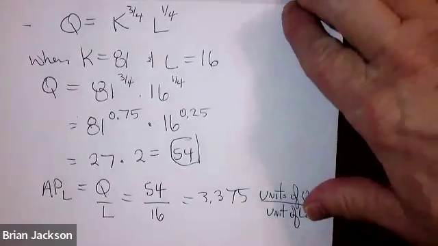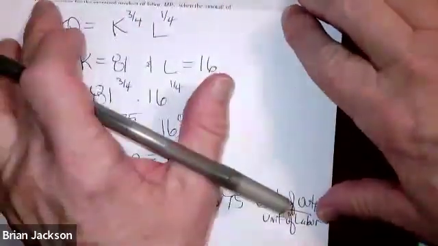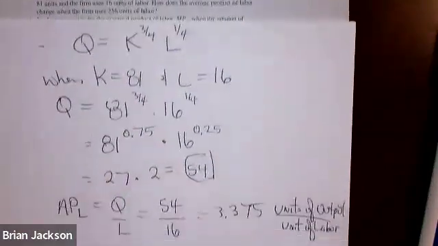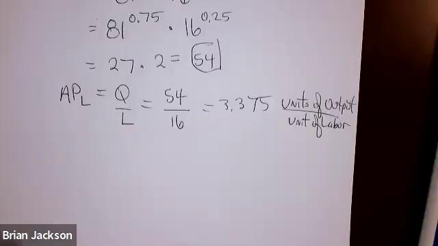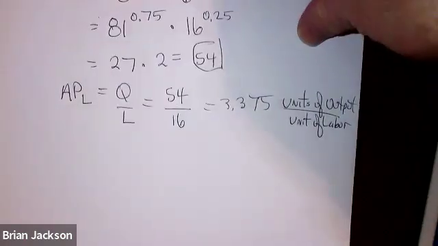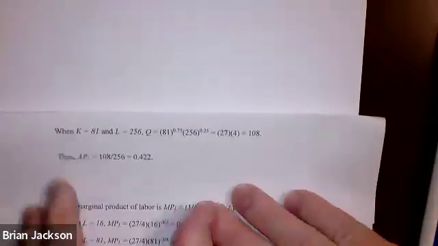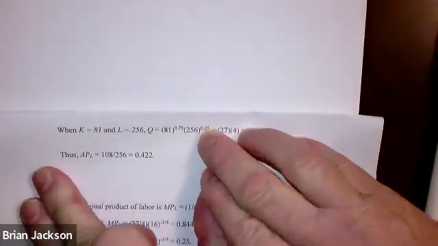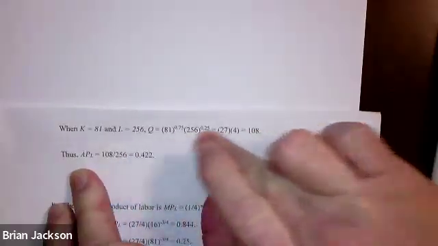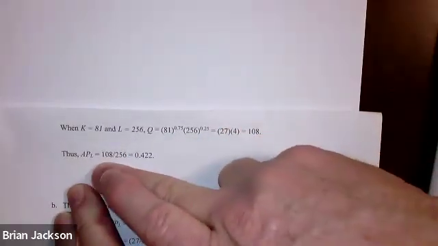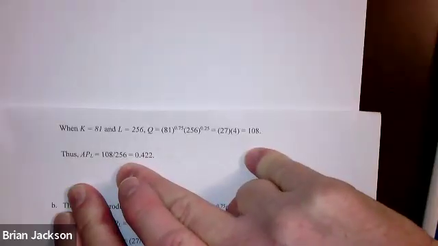Then they ask, how does this average product of labor change when the firm uses 256 units of labor? You do the same thing, you just replace L with 256. You can check that out. I'm going to save myself a little grief here and just say that we've got this calculated right here. You put 256 to the 0.25 power, and you should get 108. If you need to pause the video and look at this line, you certainly can. The average product of labor then is 108 divided by 256.